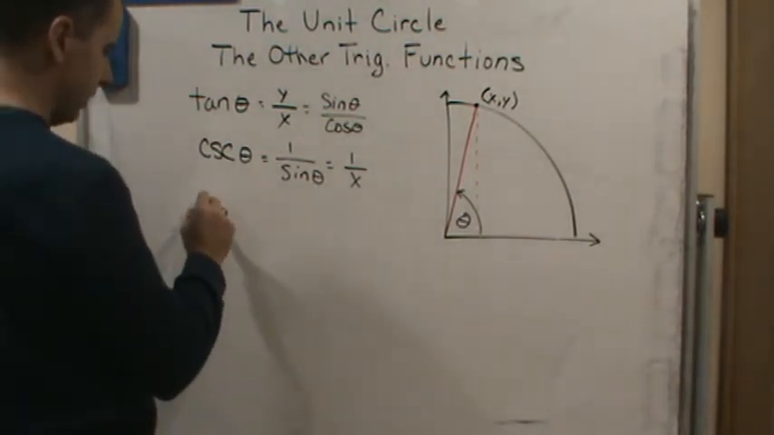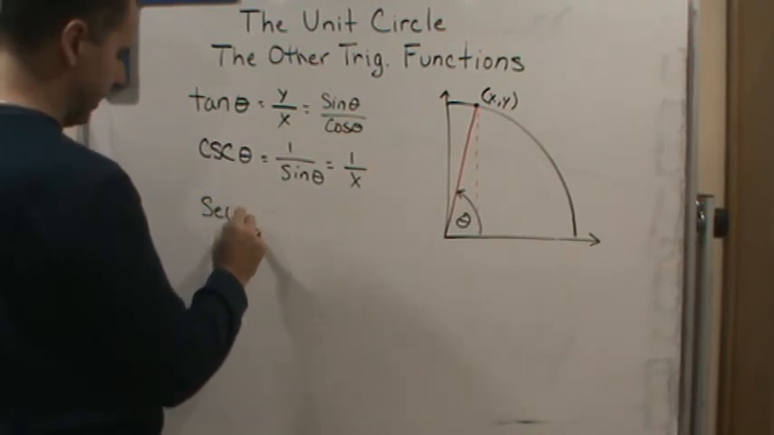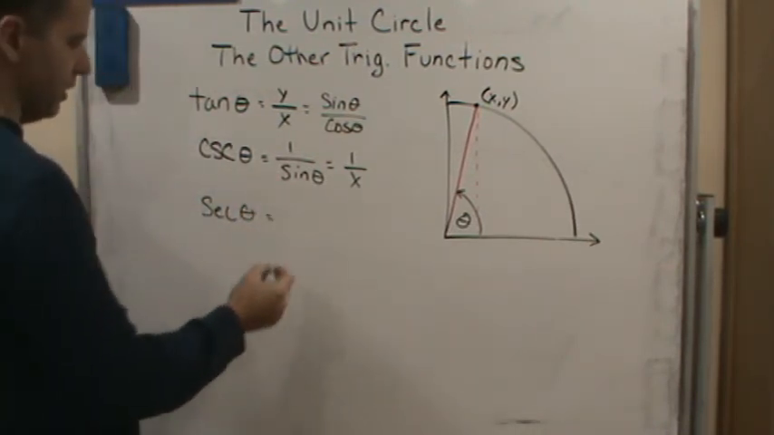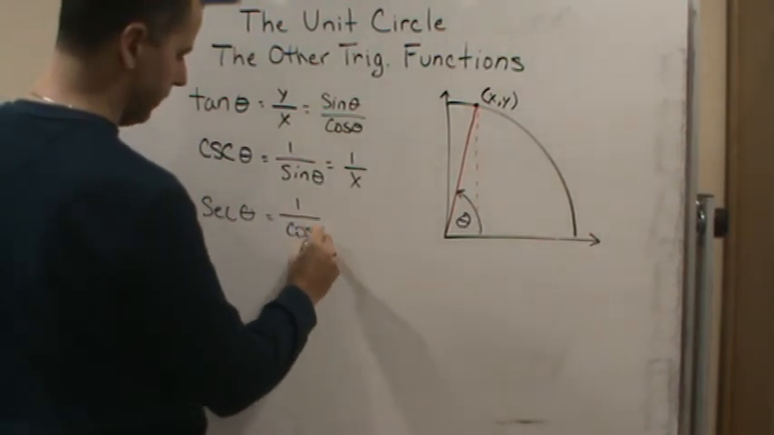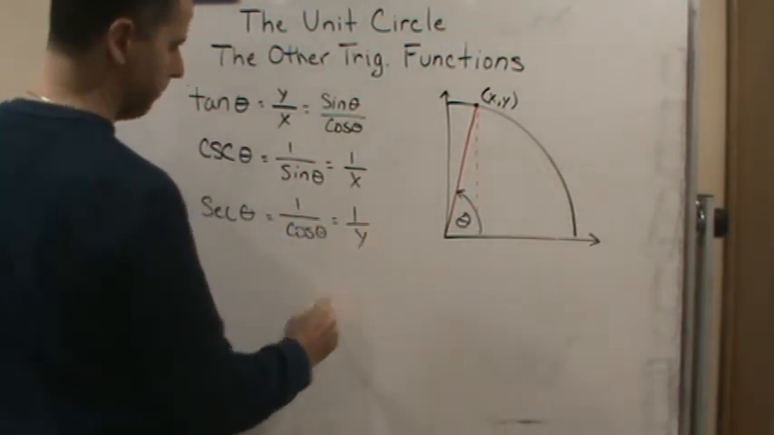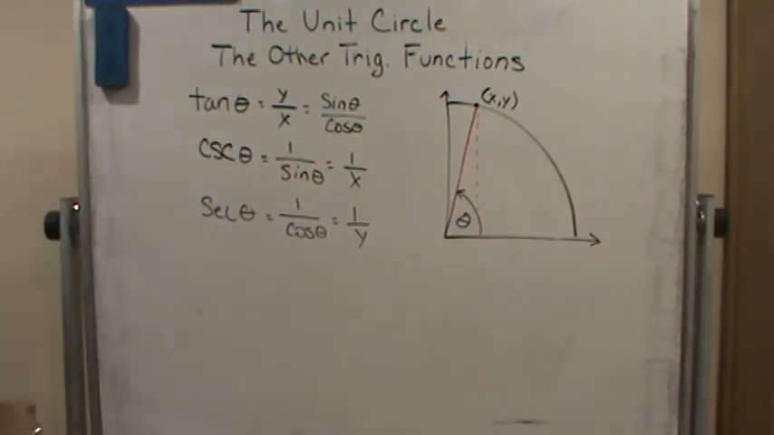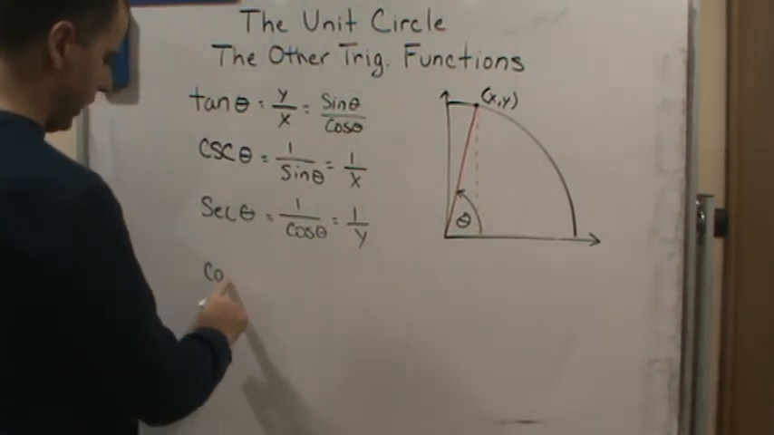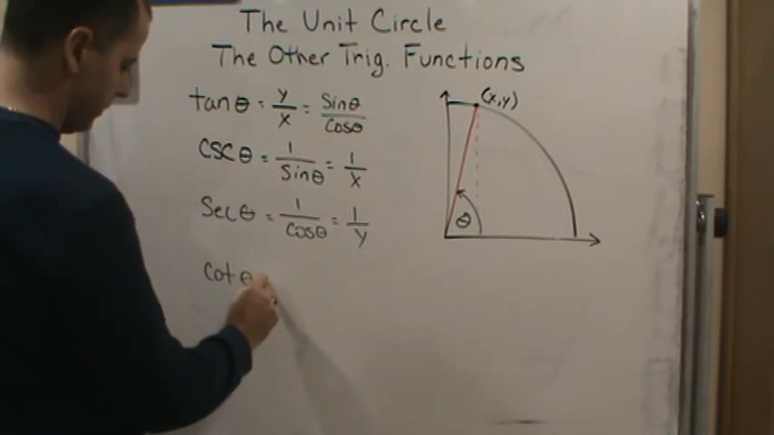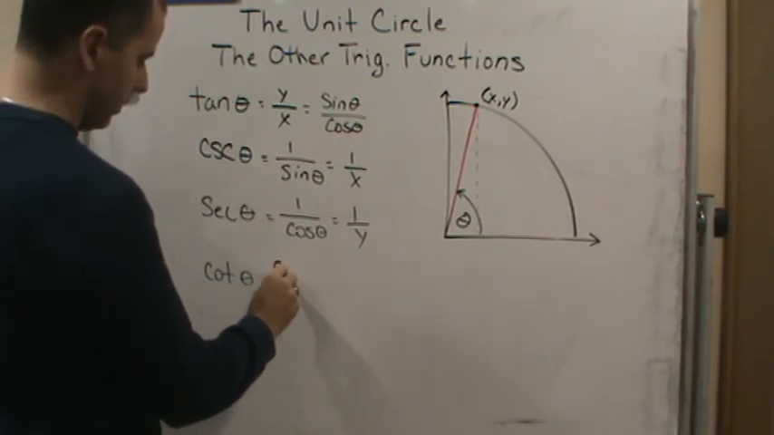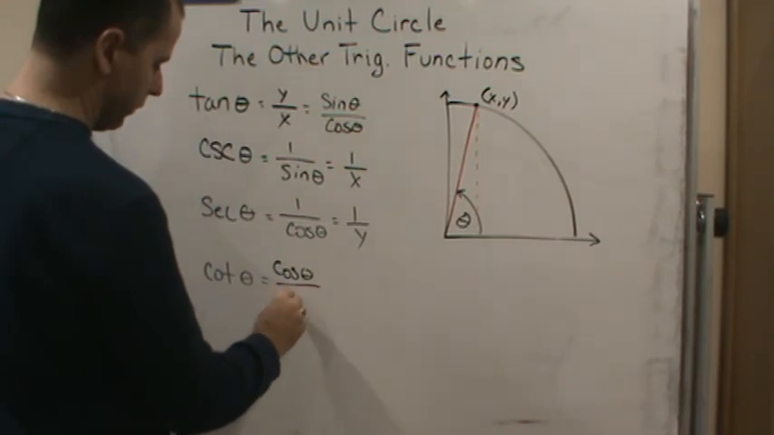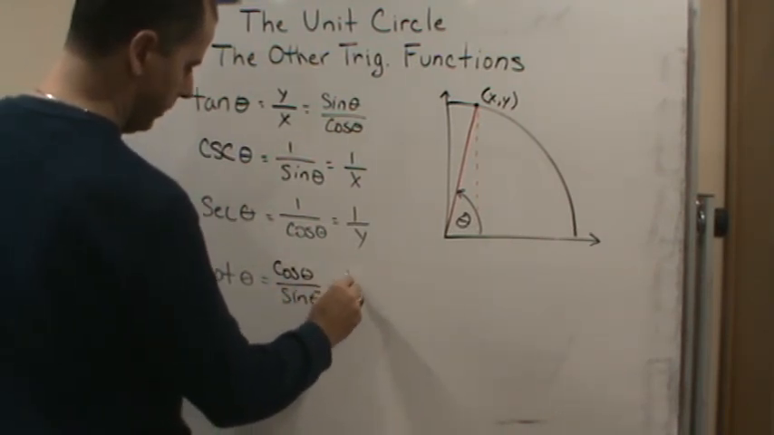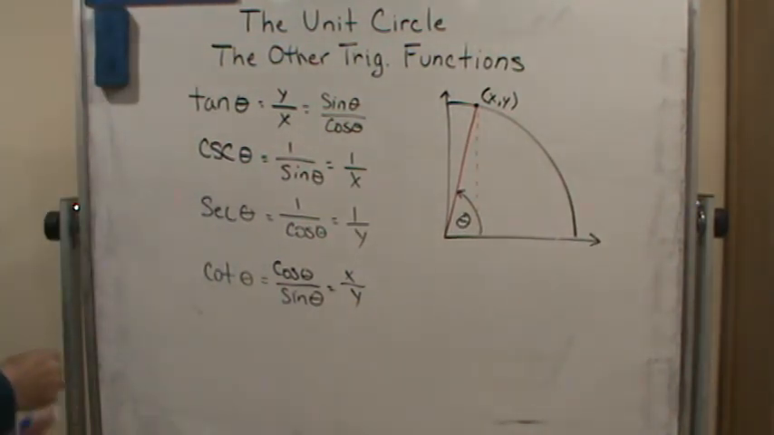And then we've got secant. Secant theta is 1 over cosine theta, which is 1 over x. And then we also have cotangent, which is the reciprocal of tangent, which then is just what? Cosine theta over sine theta, or x over y. And so that's how we define the four other trigonometric functions.